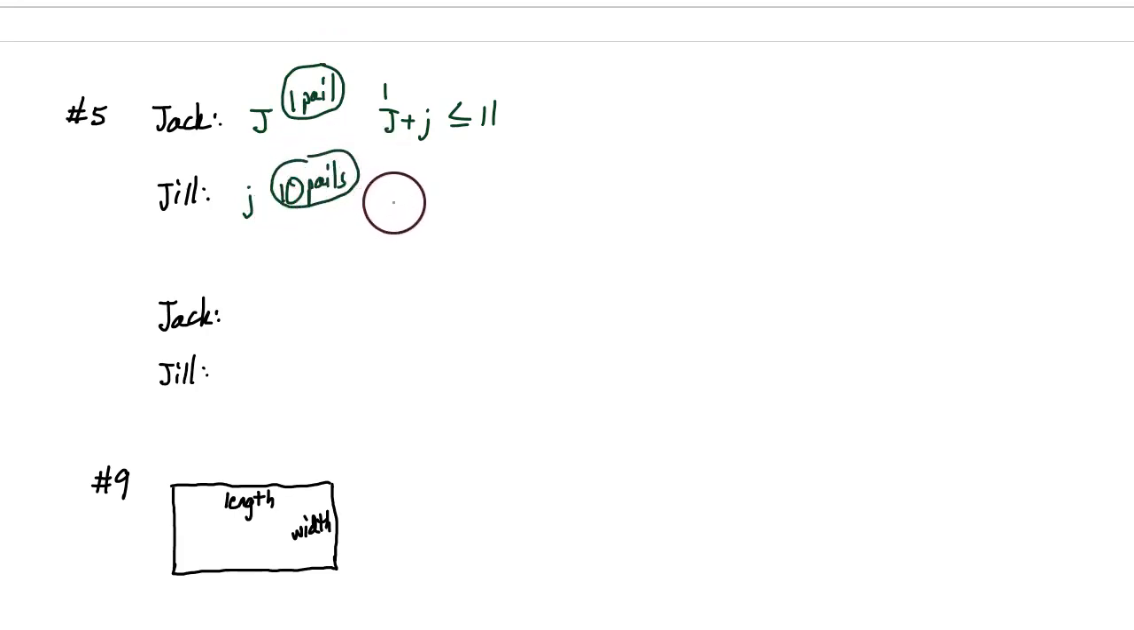But there are more solutions even when you use 1 for capital J. Another possibility for Jill is she might carry 9, because 1 plus 9 is also less than or equal to 11. So another answer is Jack might carry 1 pail and Jill might carry 9 pails. There are many more possible answers.